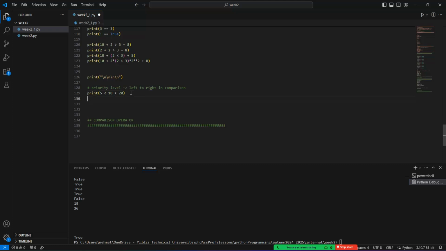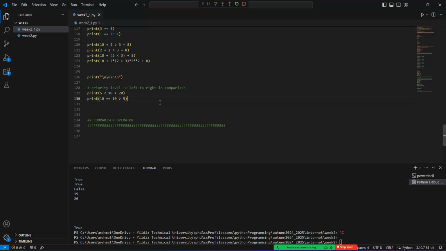Also, print 10 equal to a, or 10 greater than 5. What's the result of this code in here? False. Okay, if I run this code, this is also true. Why?